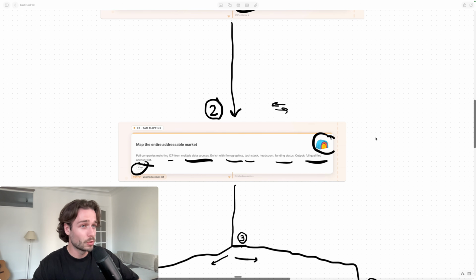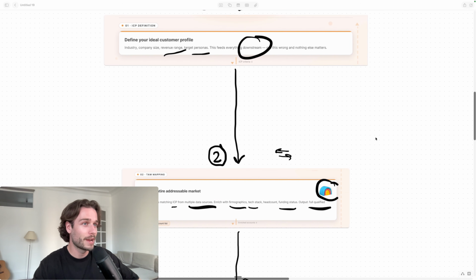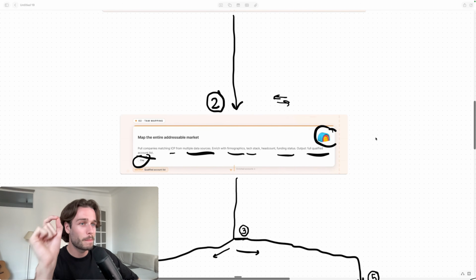Step 2, and this is also very important, and it follows directly from step 1. This is mapping your entire addressable market, your TAM, your total addressable market. What we want to be doing is pulling companies that match your ICP from multiple sources, enriching them with firmographics, the tech stack, the headcount, the funding status. The output here is a full qualified account list.